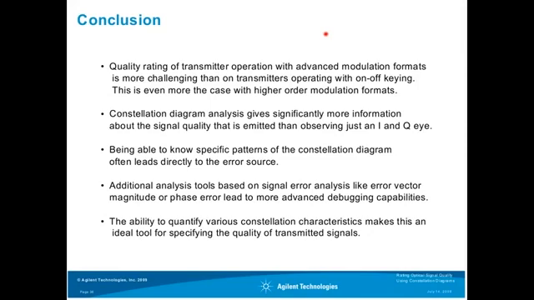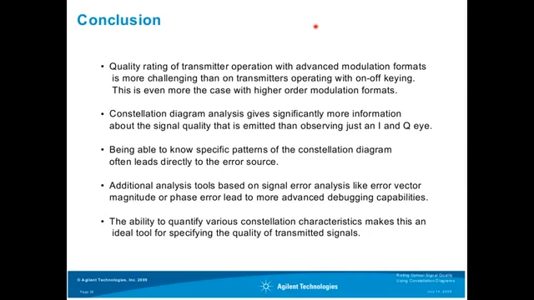Also, the constellation diagram analysis gives significantly more information about the signal quality that is emitted than observing just an I and then a Q diagram. Being able to know a specific pattern of the constellation diagram often leads directly to the error source. We have seen this very pronounced in the case of the quadrature error, where we had a very clear pattern of distortion of the constellation diagram, and this led us directly to the misalignment of the 90-degree phase shifter in the Q arm of your transmitter.